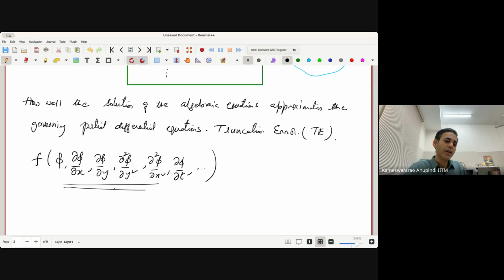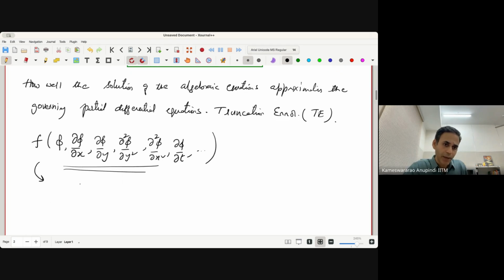Now, if I'm able to solve this function analytically, then I'm going to obtain some solution phi, which is a function of x, y. Let us say if I'm looking at two-dimensional space; if it is three-dimensional, it will be x, y, z. And then if it is unsteady, I'm going to get some phi of x, y, t.